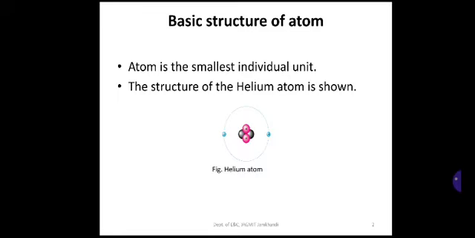The nucleus is surrounded by an orbit. That orbit has two electrons, shown in blue color. An electron is a negatively charged particle. So this is an example of a helium atom. The atomic number of helium is 2.